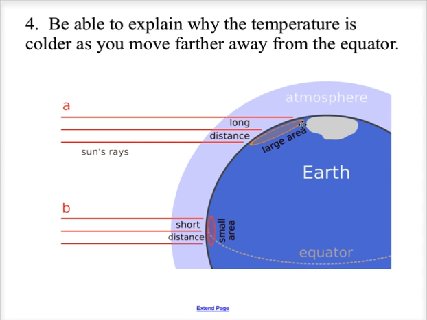and that's because of this angle here. And it also has to go through a little bit more of the atmosphere, but the main thing is that it covers a greater area here. So be able to explain why the temperature is colder as you move away from the equator: the same amount of light has to cover a larger area, so it's got to heat a larger area, and that's caused by the curvature of the Earth.